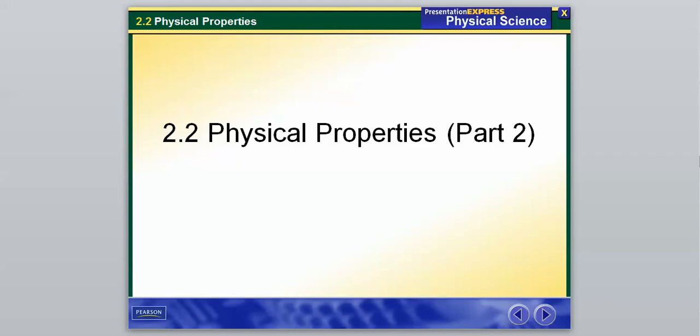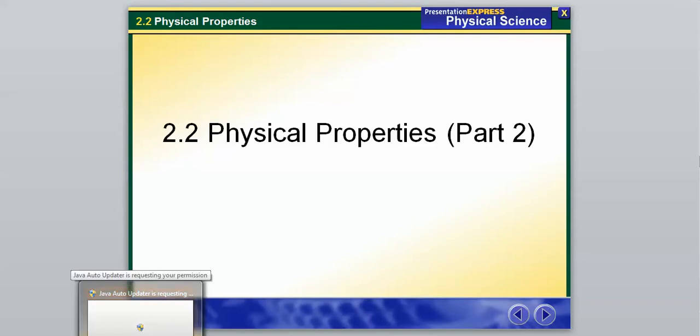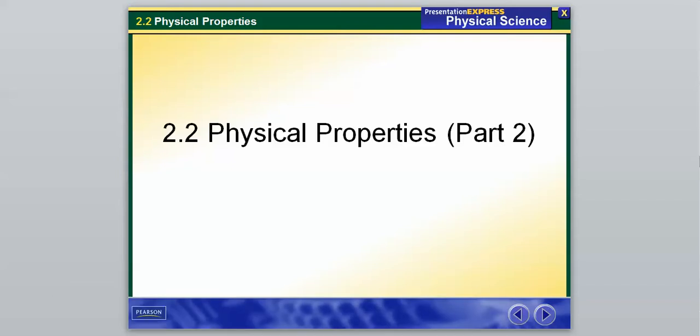If you remember in our last video, we talked about physical properties, and we listed them all, things like viscosity, malleability, density, and things like that.